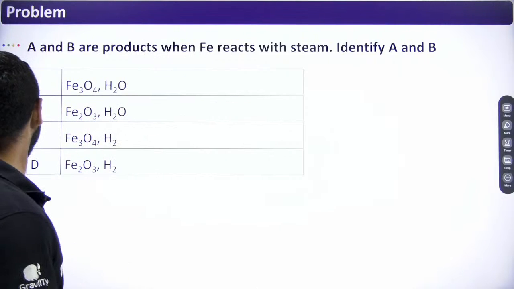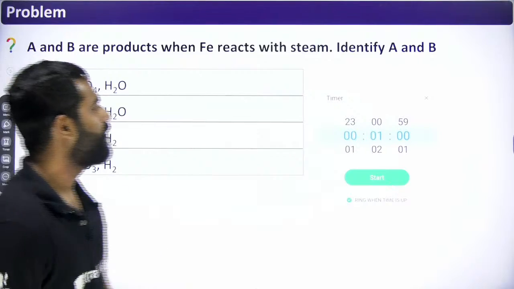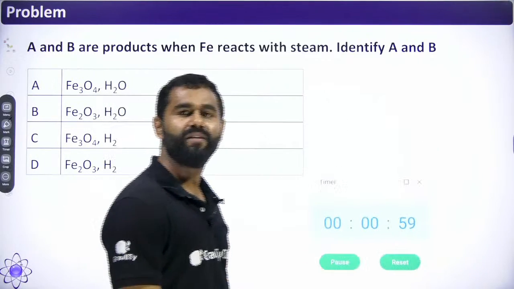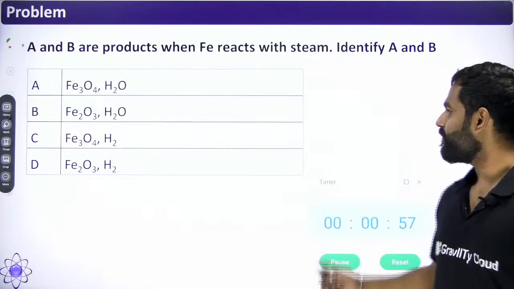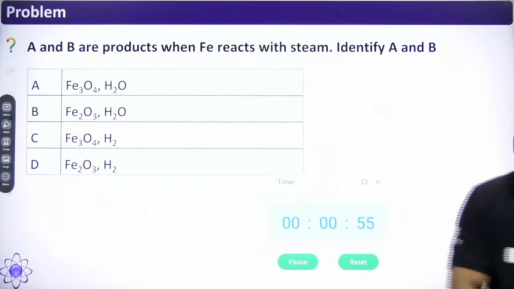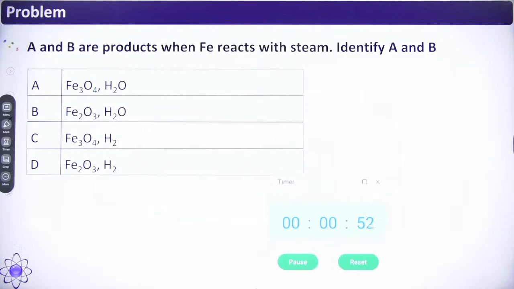Chalo. Next is A and B are the products when Fe reacts with steam. Identify A and B. This is an easy question, not difficult. So I think you can easily do it. I give you time. So try to find the right answer of this question. A and B are products when iron reacts with steam. So you have to identify the correct option.